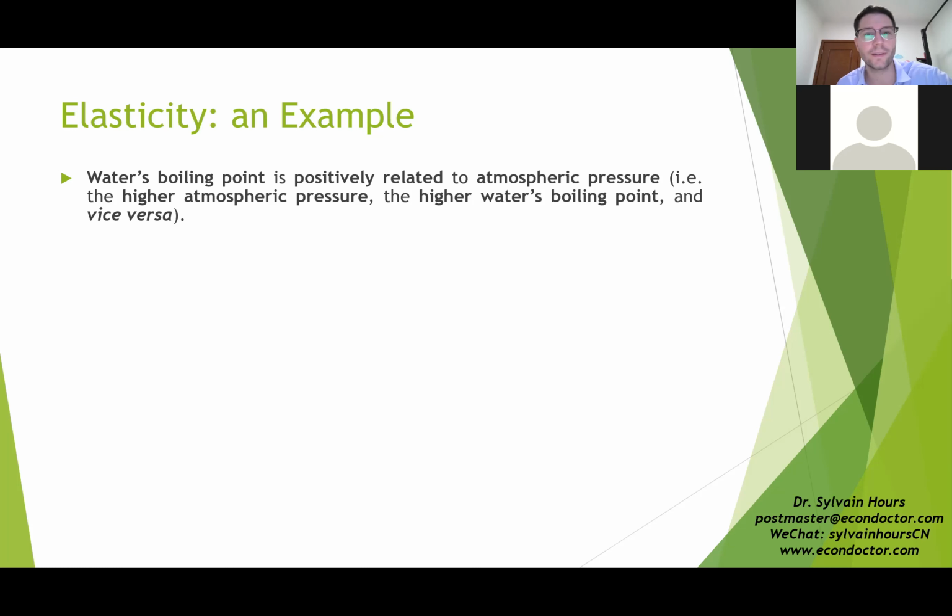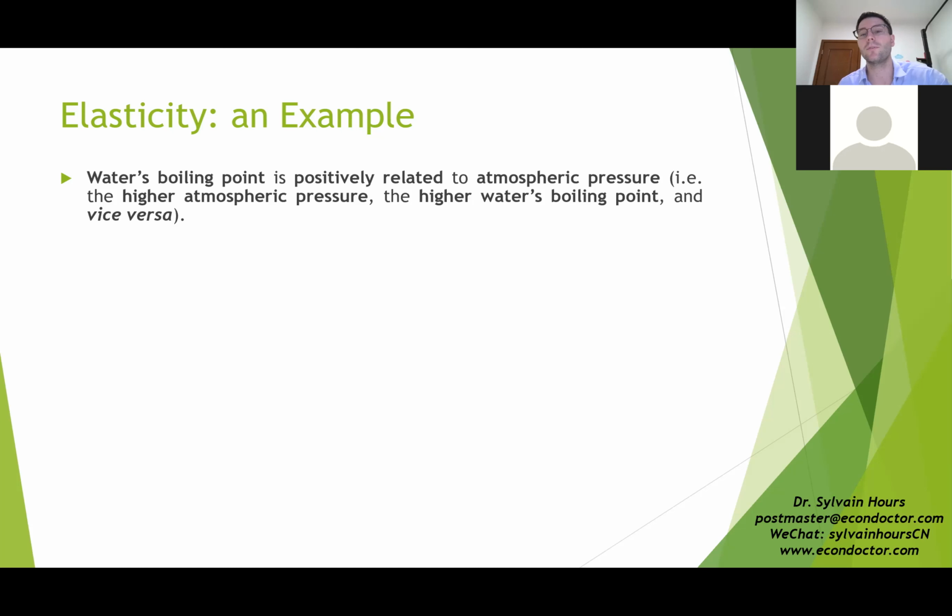And well, we know that there is a positive relationship between the two. If you increase atmospheric pressure, so for example, if you lower your altitude, then the water's boiling point is going to increase. So for example, at sea level, it's around 100 degrees Celsius. But if you increase your altitude, atmospheric pressure decreases, and then the water's boiling point is actually decreasing. Okay, so low atmospheric pressure, lower water's boiling point.